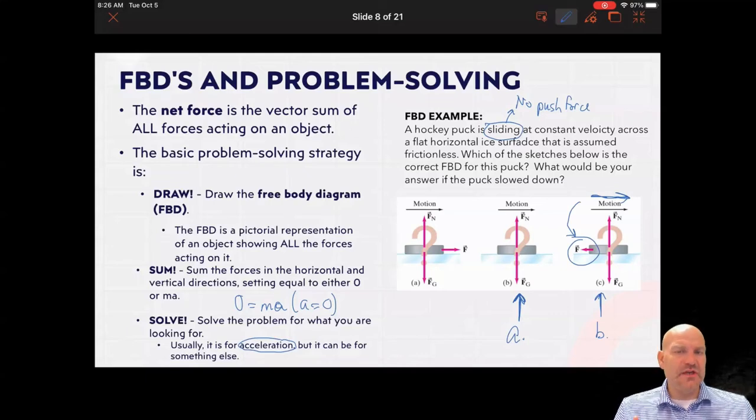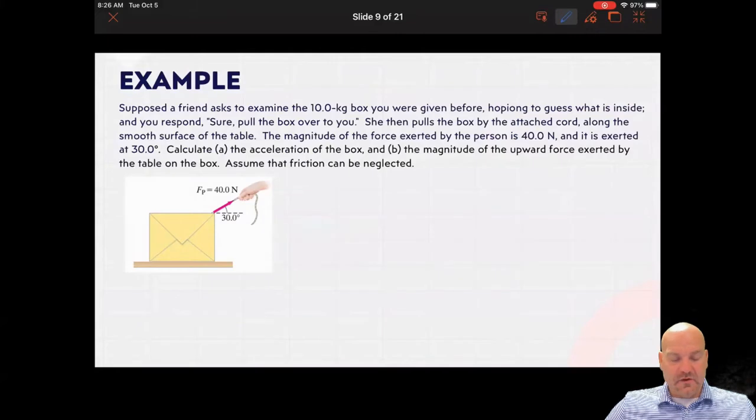So it doesn't have to be acceleration. Most of the time, though, it could be acceleration. So let's look at how this is all put together. Okay, so you've got a friend.